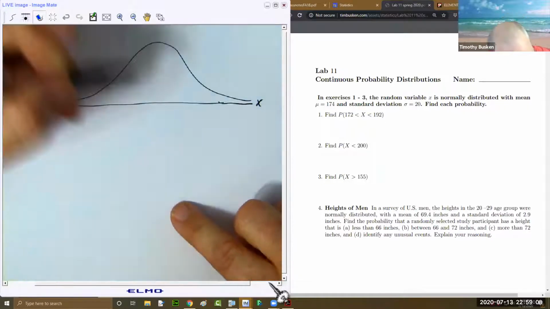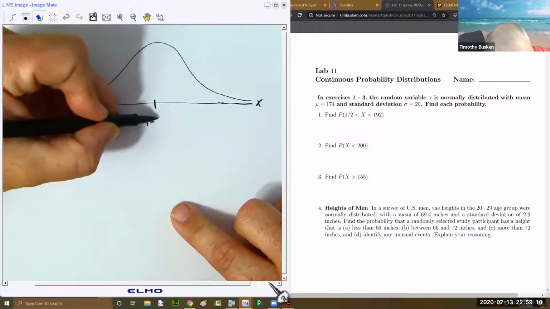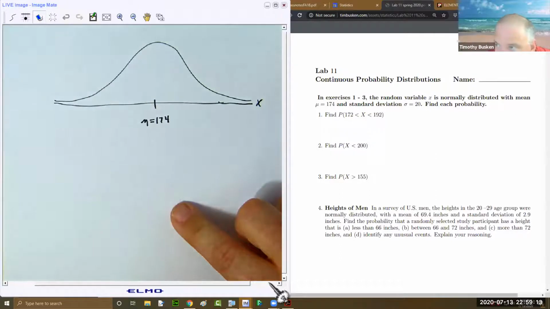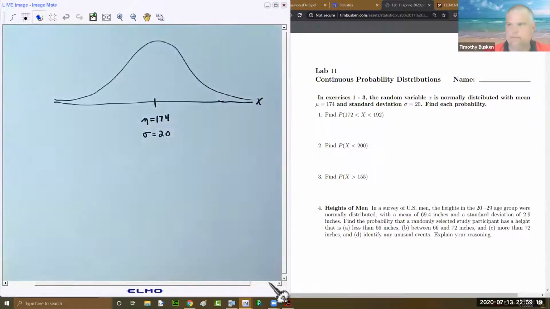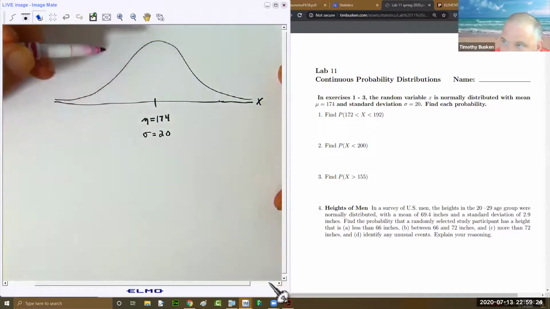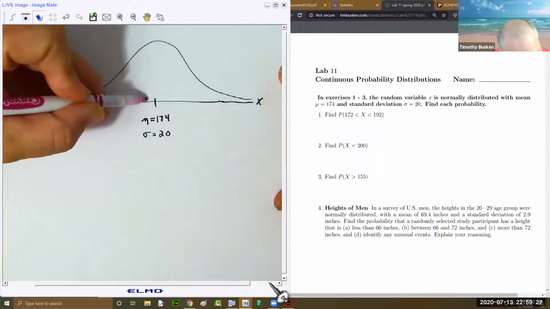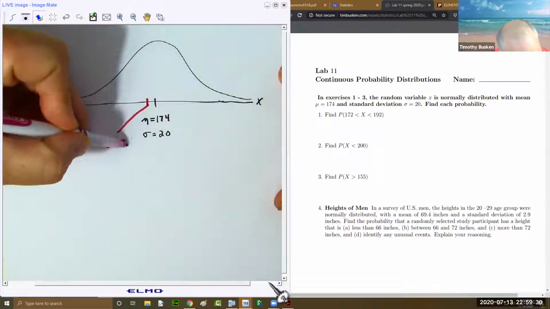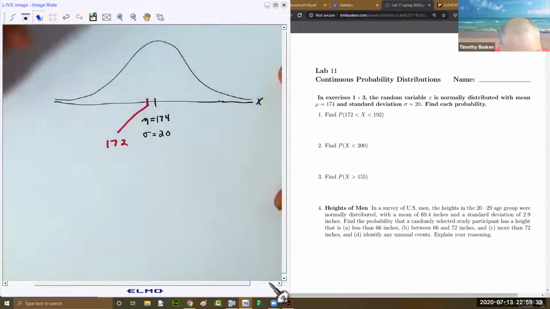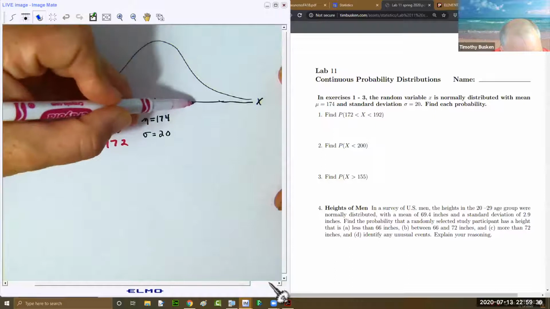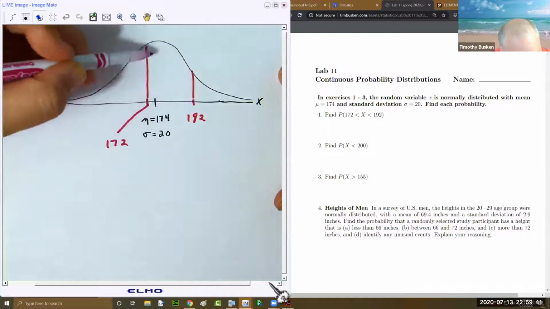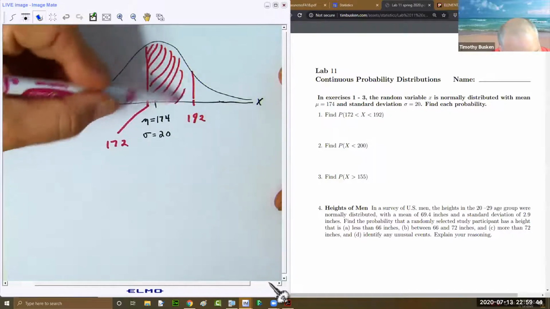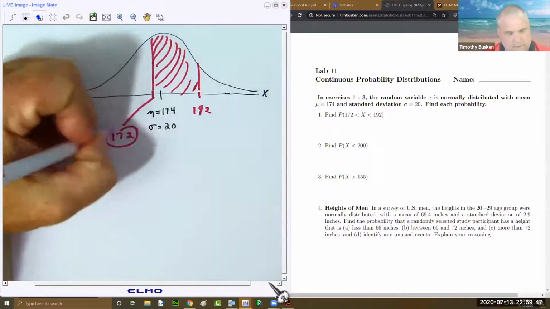and the mean is 174. So we know that the normal curve is centered at 174, and we also know that the standard deviation is 20. Okay, good. So now going back to question 1, I'm just going to locate the endpoints here, 172 and 192. And this question just simplifies to having us find the area between those two values, 172 and 192.